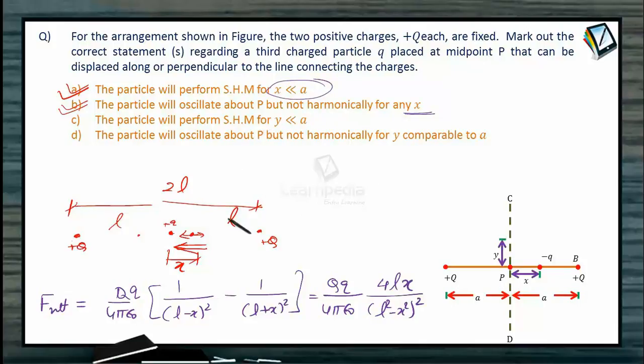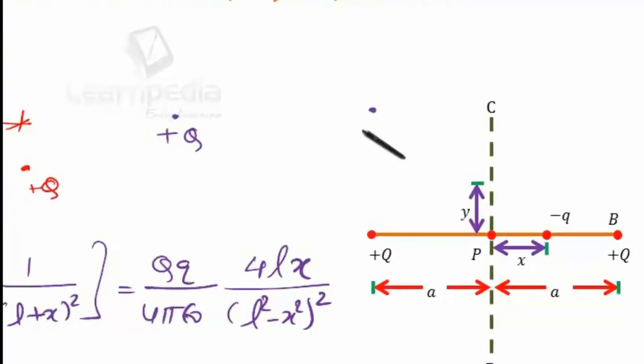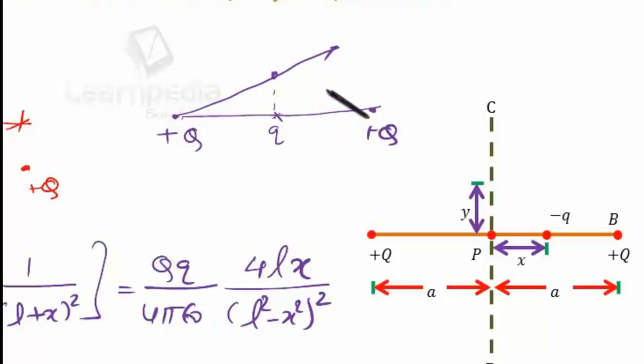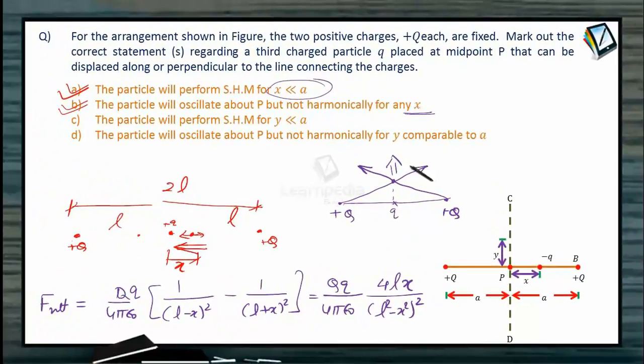The particle will perform SHM for y? No. For the y-axis it will not perform SHM because these three charges have the same sign. As long as the particle is kept at the middle point, it will be in equilibrium. But if we move this particle to the perpendicular bisector, then this particle is going to repel it this way, and this particle is going to repel it this way. So net force will be acting this way, and the particle will be moved further. So it is not going to oscillate along the y-axis. The particle will oscillate about P but not harmonically for y comparable to a. So this option is not correct because there is no chance of oscillation along the y-axis.